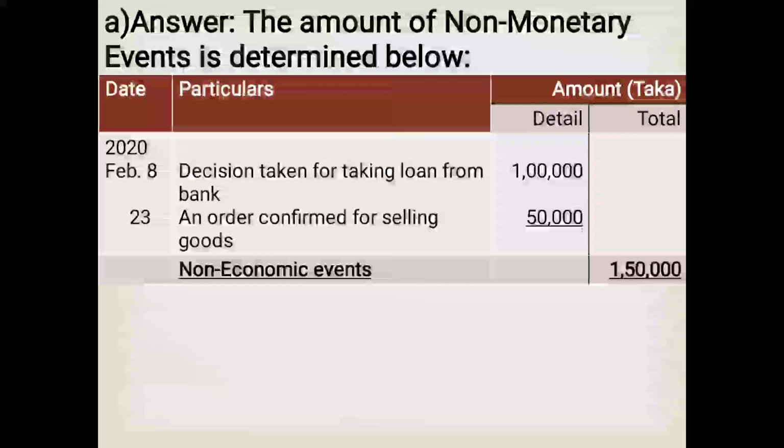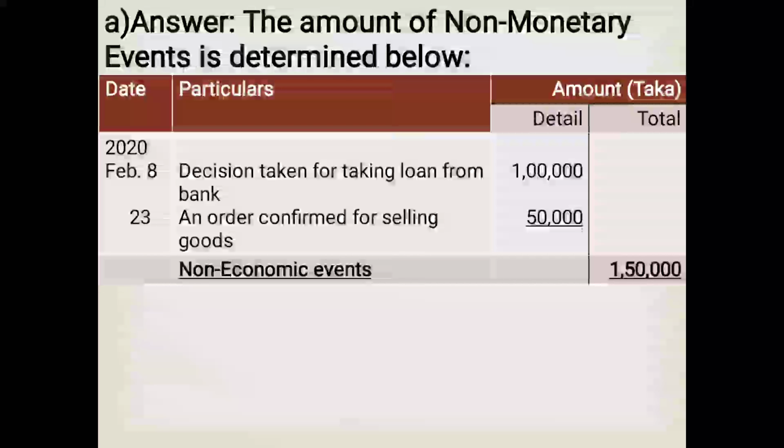Is shown. February 23, an order confirmed for selling goods. Order confirmed but goods not sold. If there is a sale of goods in cash or on credit or with acceptance or by check, then it is a transaction. But an order confirmed is not a transaction. For taka 50,000. The overall total amount of non-monetary events or non-economic events that are not transactions in this case is total taka 1,50,000.